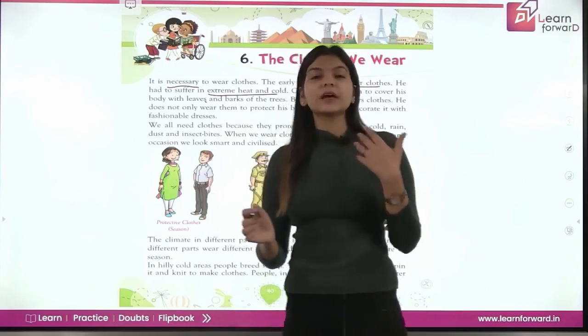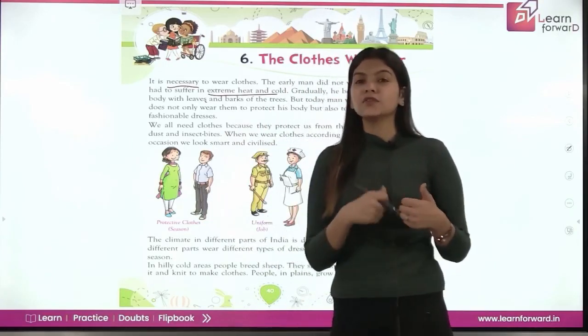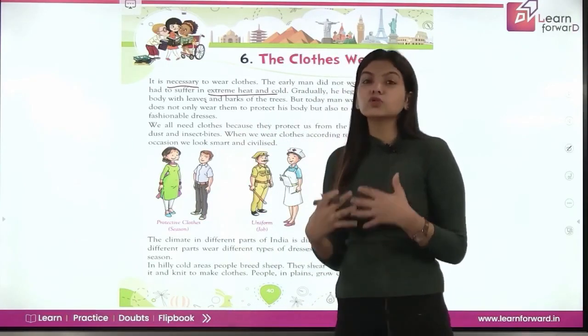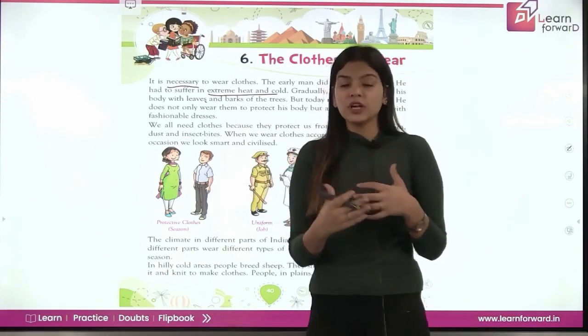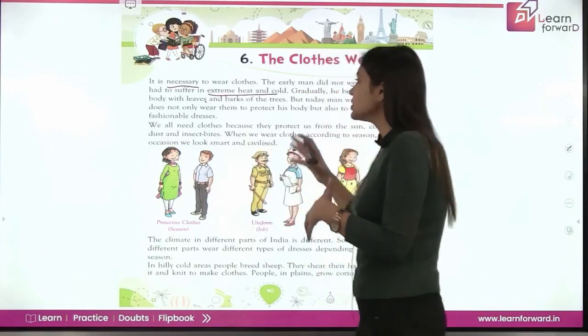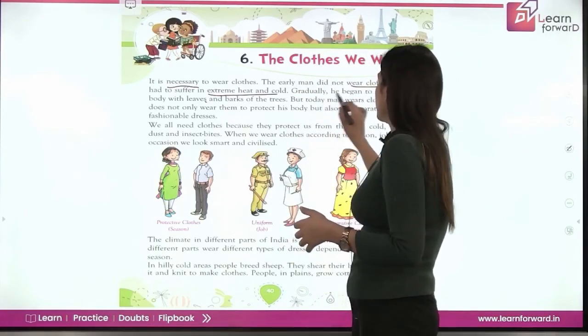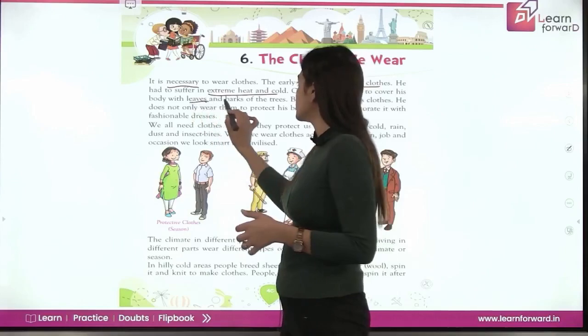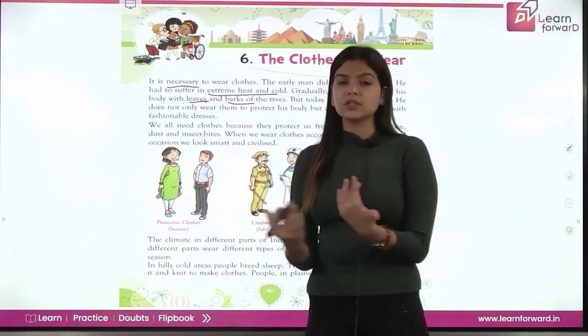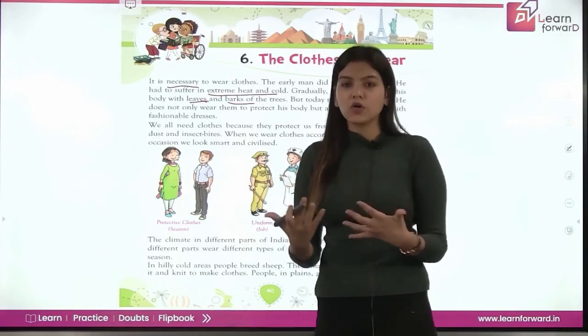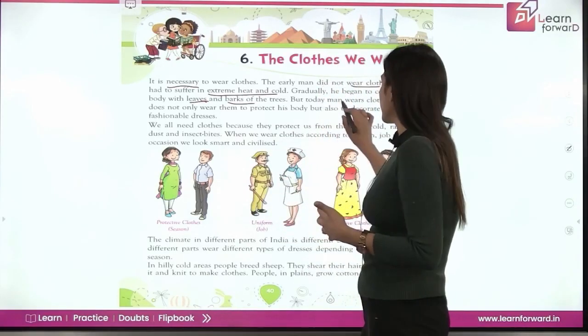So जैसे पहले अर्ली मैन को आइडिया नहीं था कि सर्वाइव कैसे करना है इतनी हीट में, कोल्ड में, खुद को कैसे प्रोटेक्ट करना है. सो उनको इस चीज में एक्सट्रीम हीट में, बहुत ज्यादा गर्मी में और बहुत ज्यादा सर्दी में सफर करना पड़ता था. Gradually, he began to cover his body with leaves and barks of the trees. So धीरे धीरे they got the idea to cover themselves with the leaves of the trees or the bark of the trees.